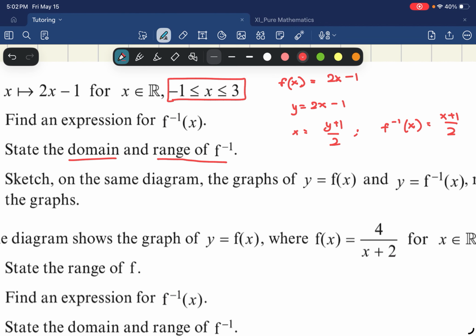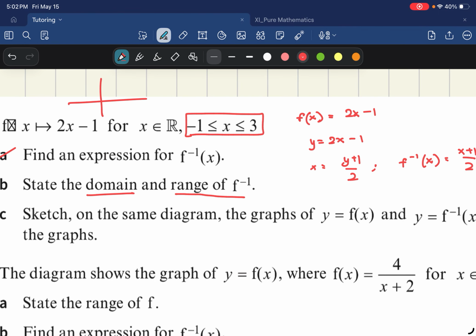Now the domain of f inverse of x is going to be the range of this graph, right? So let's visualize the graph. Your graph looks something like this. This is a linear function, slope 2, y-intercept is -1. So if you put -1 into this function, you get -1 comma -3. And if you put +3, you get 3 comma 5. All right. So that means the range of this function is from -3 to +5.